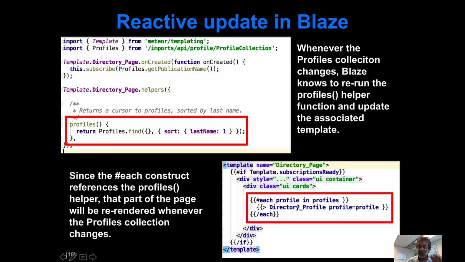So just this little slice of the page is going to be re-rendered. Okay? So it doesn't even refresh the entire page. It's smart enough to say, hey, when profiles changes, I know that just the contents of this part of the template needs to be re-rendered in order to display the update. Okay, so that's how reactive update works in Blaze.